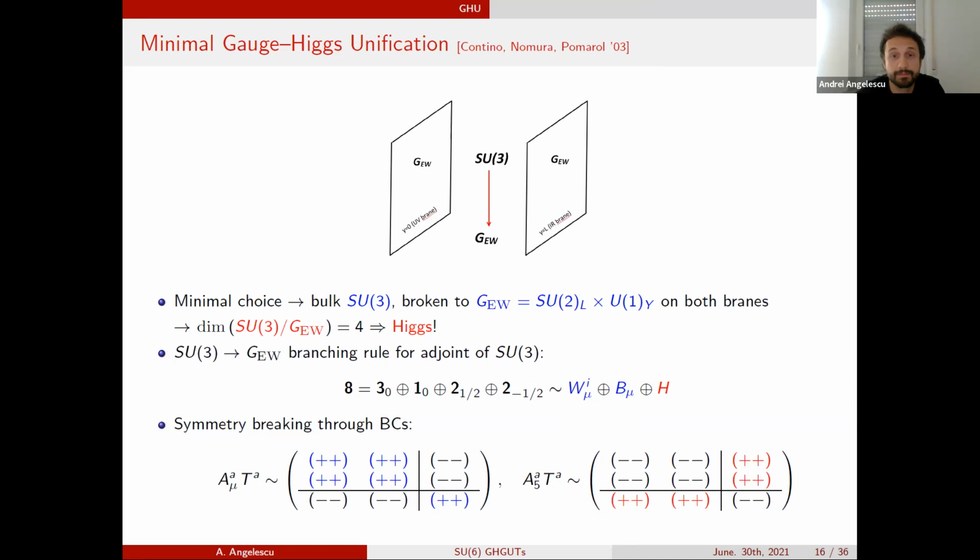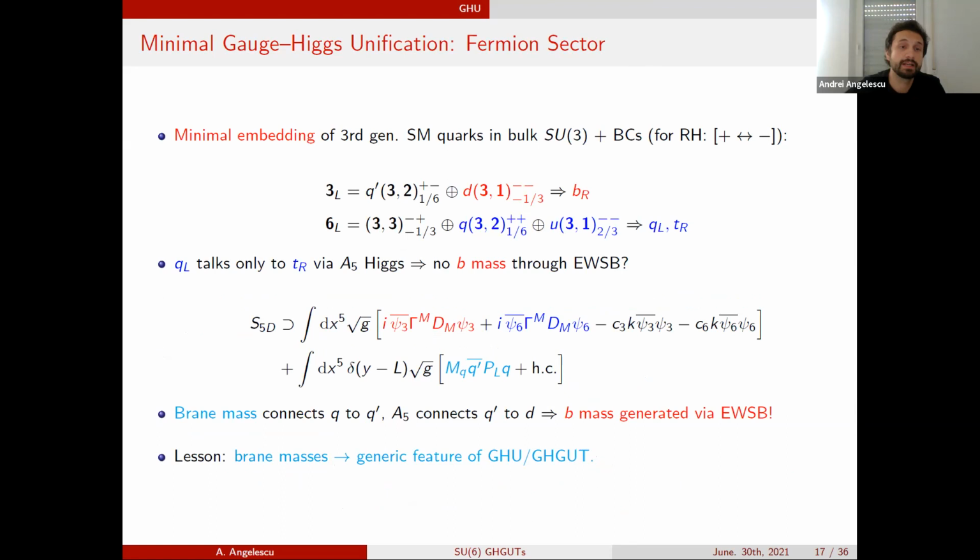Now, one also has to worry about how to embed the fermions in such a setup. Minimally, one can use the triplet, the fundamental of SU(3), which, let me mention, is the SU(3) bulk, not SU(3) color. The second one would be a 6 of SU(3) bulk. The branching rules are like here, and just so you know, I'm also writing the SM representations of the fermions that come out. If you assign these boundary conditions to the left-handed parts of these two bulk fermions, you can end up with the desired zero modes here.